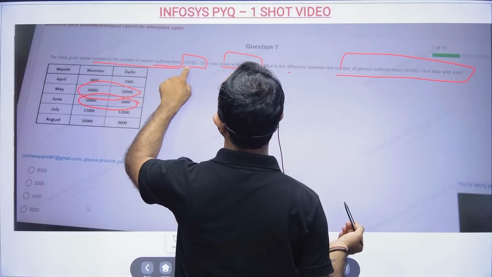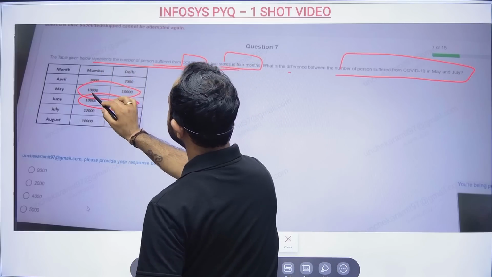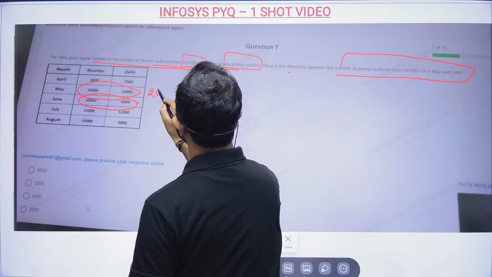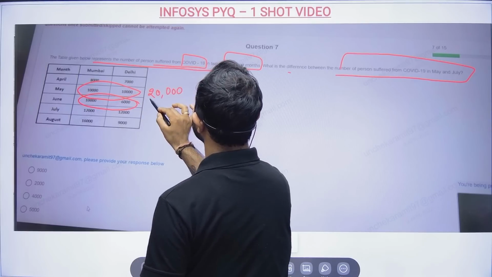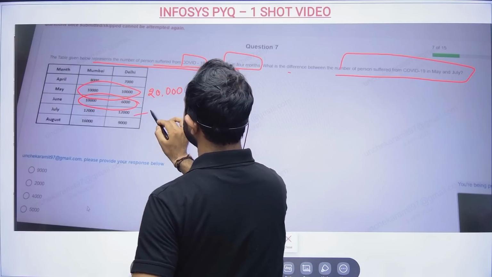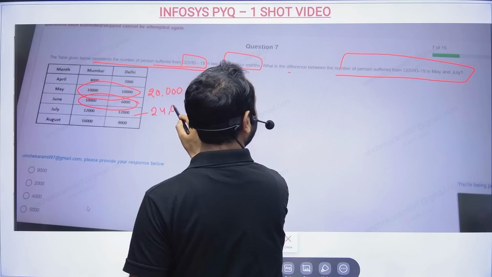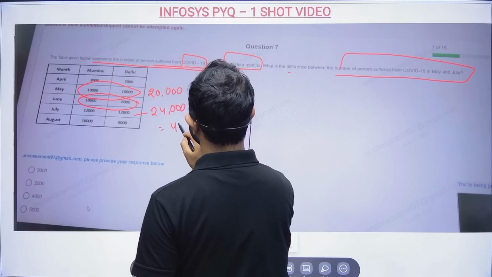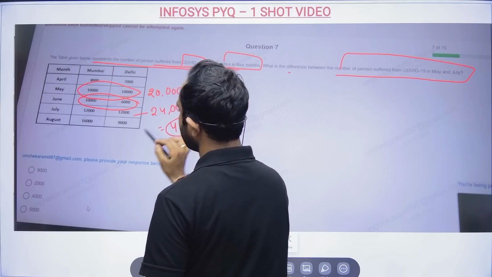The number of persons in two states, okay? So here it is 10,000, 10,000, 20,000, and here it is 16,000 in July, right? Okay. So this is 24,000, May and July. So the difference is nothing but 4,000.